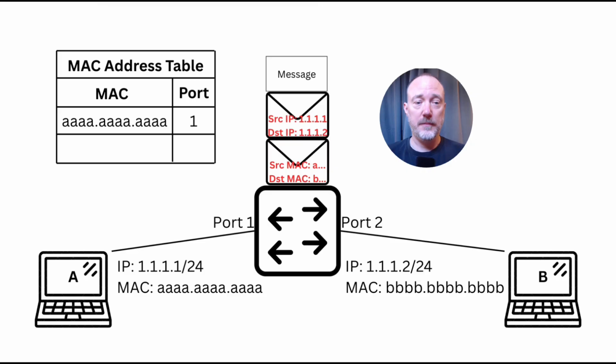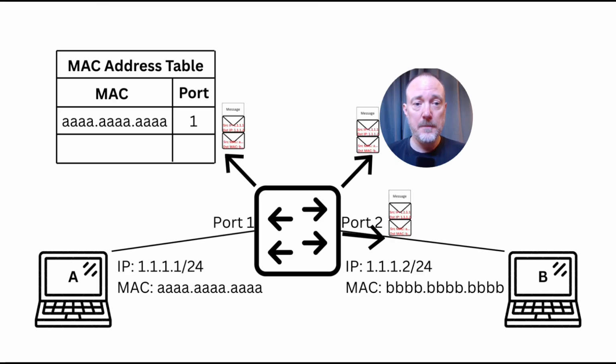The other thing about this is what happens if the destination MAC address isn't in the MAC address table? What does the switch do? In this situation, the switch will take that frame and duplicate it and send it out all of its interfaces that are active except for the interface that it received that frame on. This behavior is called flooding.